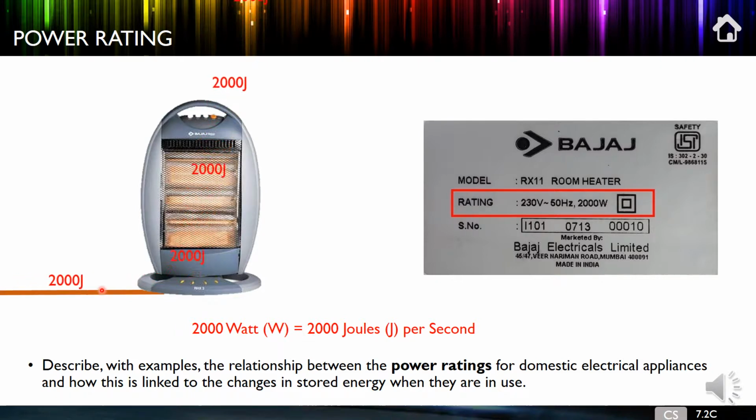So we've got every second our 2000 joules arrive in electrical form, and they're disappearing into our room, heating it up. So again, here we've got it clearly stated, hopefully, 2000 joules per second. That's what it means if the power rating is 2000 watts or 2 kilowatts.